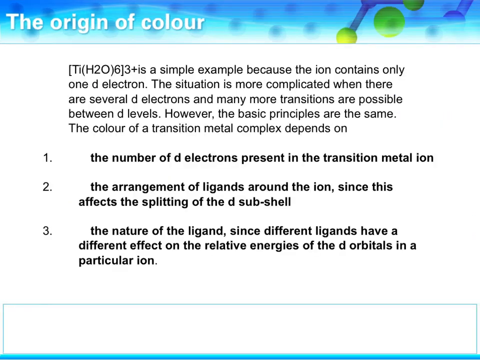It's important to note that the complex we just looked at was a simple example because it only contains one d electron, but it gets a little bit more complicated when there are several d electrons and lots of different transitions are possible. But the basic principles are the same. There are 3 factors that affect the colour of a transition metal, and that is the number of d electrons, the arrangement and the type of ligand surrounding the central metal ion. So it's the arrangement of ligands and the type of ligand.